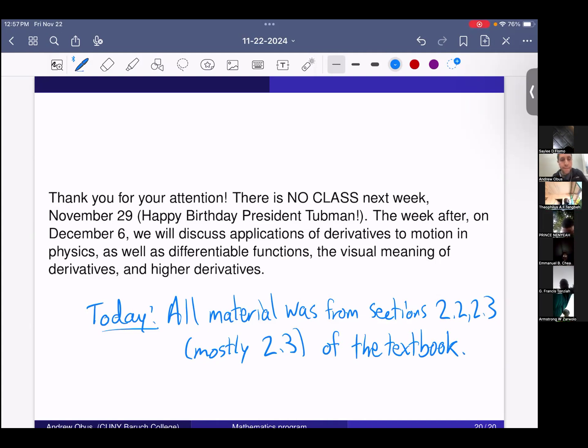Yes, Emmanuel? What is the name of the textbook? It's just called Calculus. It's called Single Variable Calculus, and it's by Stewart. Okay, I'll type this into the chat. Let me actually make sure I have the right title. It's Stewart, and it is called Essential Calculus, sorry. Stewart, and it is called Single Variable Essential Calculus.